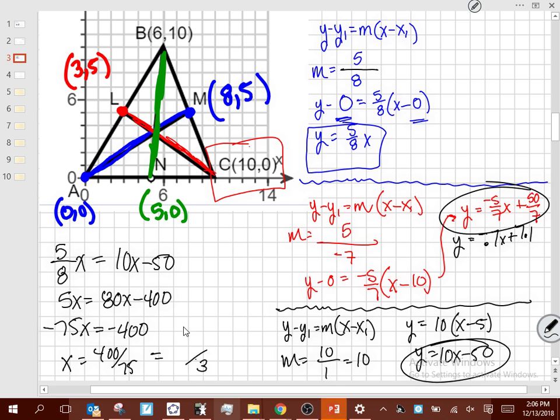How many times does 25 go into 400? How many times does it go into 100? 4 goes into 104, so how many times does it go into 400? 16, right? So 16 thirds would be the x-coordinate of that point, that centroid up there, right?